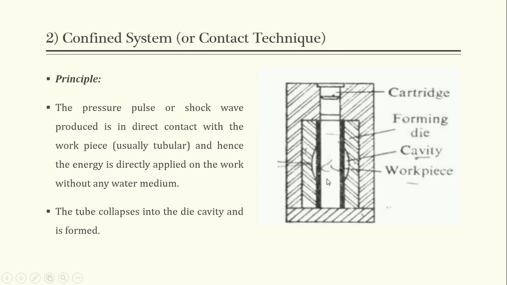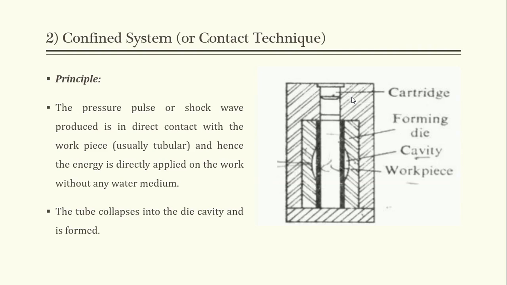The workpiece is surrounded by the die cavity. Now at the center the cartridge is placed. Cartridge is nothing but an explosive. The pressure pulse or the shock wave produced is in direct contact with the workpiece. That's why this process is called a contact technique or confined system. Hence the energy is directly applied on the work without any water medium. In the previous case, we used a water medium to transmit the shock waves created due to explosion on the piece of work. But here, direct contact of the explosive with the workpiece takes place. That's why it is called a contact technique.